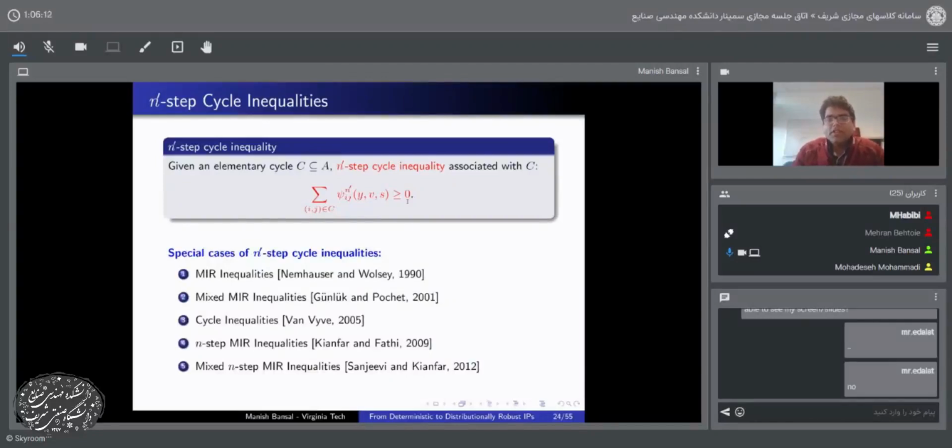Interesting thing is, as you might have seen, I mentioned that these are consolidated cut generation procedures, because QMN generalizes various simple mixed integer sets studied in the literature, and as a result, this class of inequalities subsumes mixed integer rounding inequality, mixed MIR inequality, cycle inequality, n-step MIR inequality, and mixed n-step MIR inequalities.